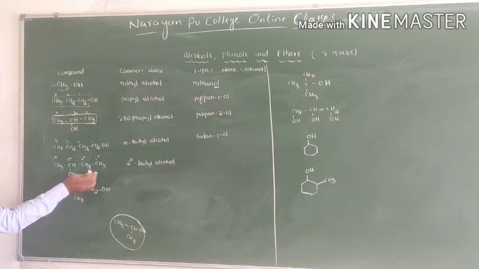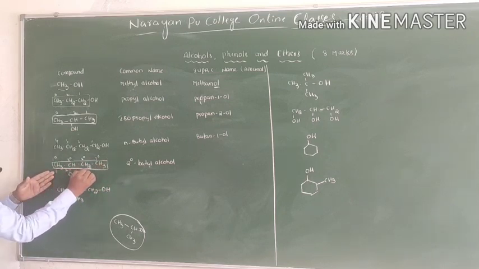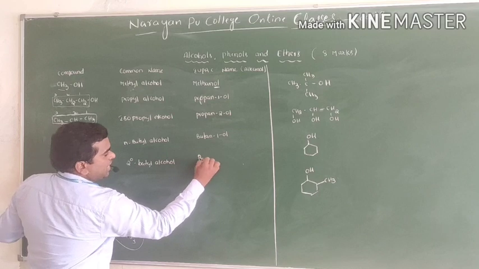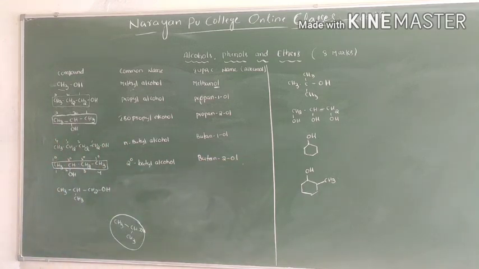Now we have to write the IUPAC name. Select the longest chain and give the numbering from here, 1, 2, 3, 4. The OH-attached carbon should get the least number. So what is it here? Butane 2-ol. This is the IUPAC name.